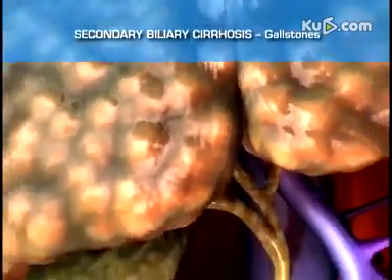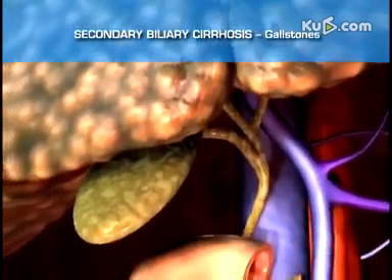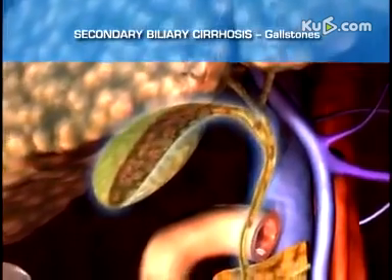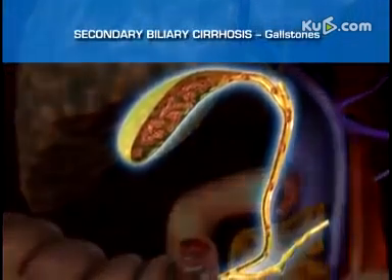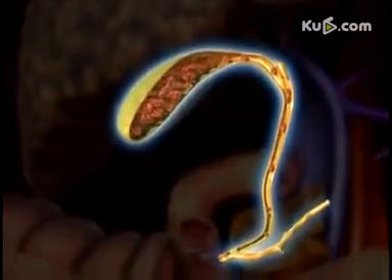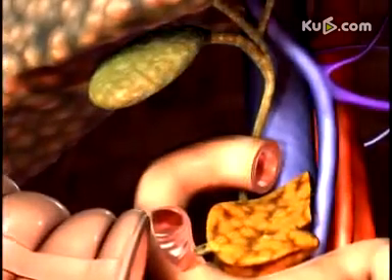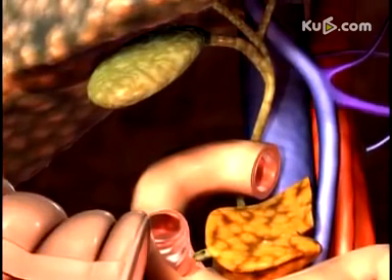Secondary biliary cirrhosis results from prolonged obstruction of the extrabiliary tree, that is, stones in the gallbladder, leading to liver enlargement as bile accumulates due to the obstruction. Patients with secondary biliary cirrhosis may benefit from surgical procedures designed to relieve the obstruction.